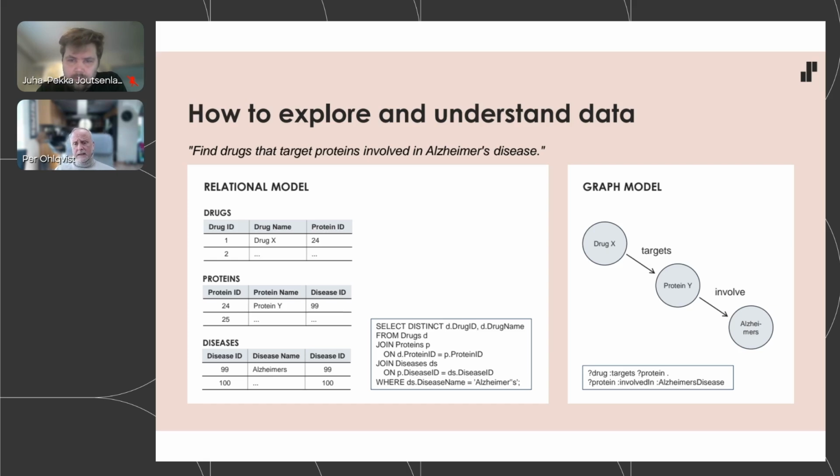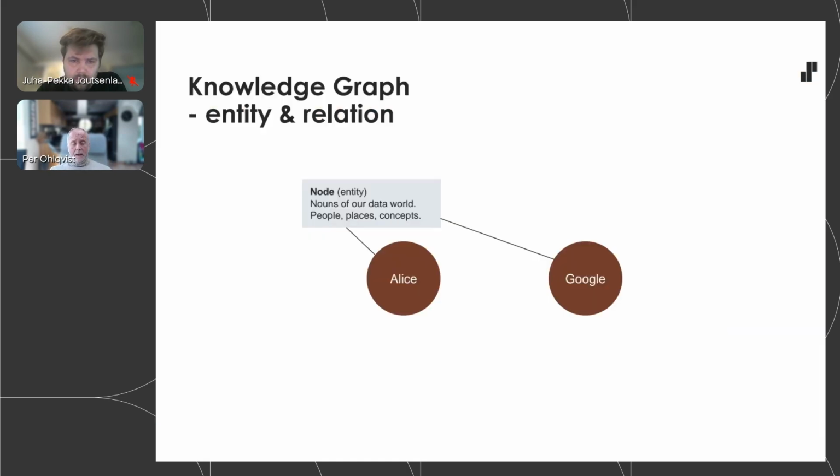So how are these graphs now constructed and built? At its core, it's very simple. It's only two basic building blocks. The first one here are nodes. These are the entities, the nouns of our data world. People, places, concepts, like companies. And here is the example of Alice and Google.